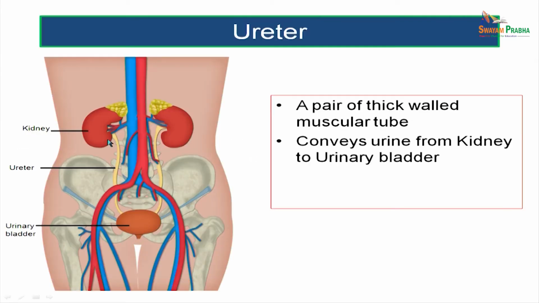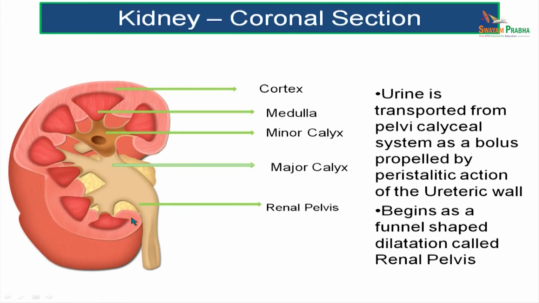As you can see from this picture, ureters are a pair of thick walled muscular tubes which convey urine from the kidney to the urinary bladder. So, urine is going to be transported from the pelvic calyceal system, what you are seeing here, by peristaltic action of the ureteric wall. Ureter begins as a funnel shaped dilatation called renal pelvis.